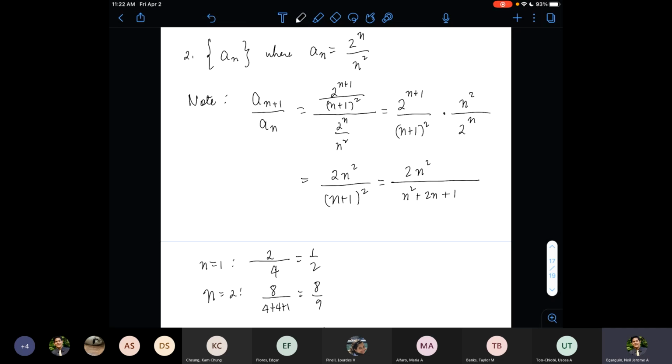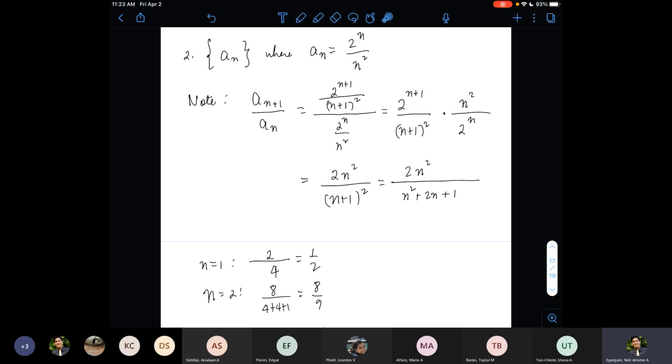I cancel things, and then I get 2n squared on top. Is it clear that the denominator will always be larger than the numerator? Wait, here I have a question. When you're looking at this question, can't we say that 2n is an exponential and n squared is a polynomial, and the exponential grows faster than the polynomial? Yeah, you can reason that out. So that means in the long run, the numerator will grow a lot faster than the denominator.